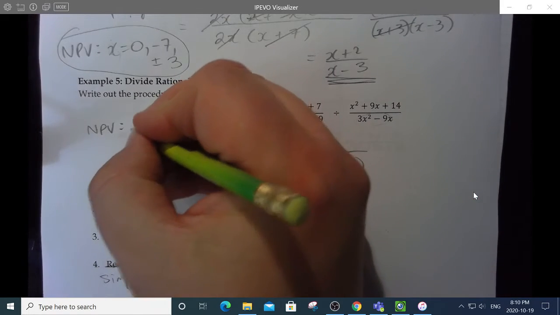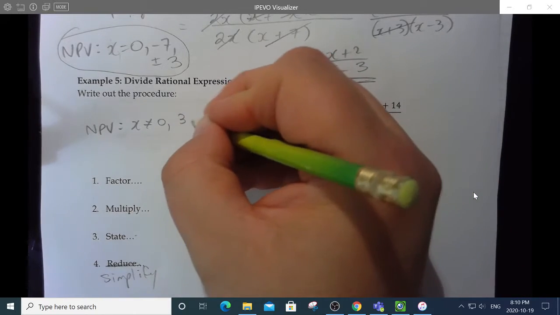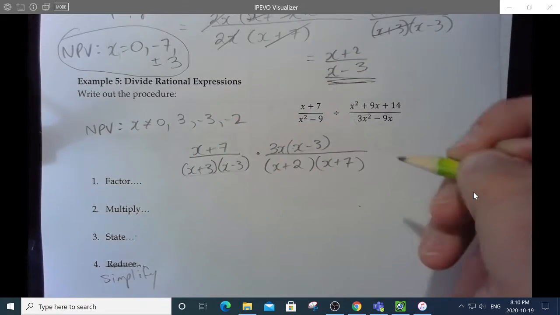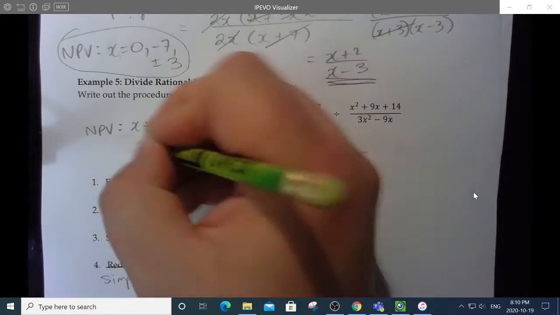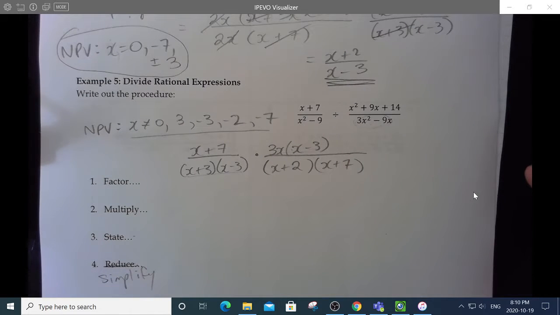So x can't be 0. It can't be 3. It can't be negative 3. And again, you could have written plus or minus. It can't be negative 2. And it can't be negative 7. So there are 1, 2, 3, 4, 5 different numbers in this universe that would make this thing not even exist.